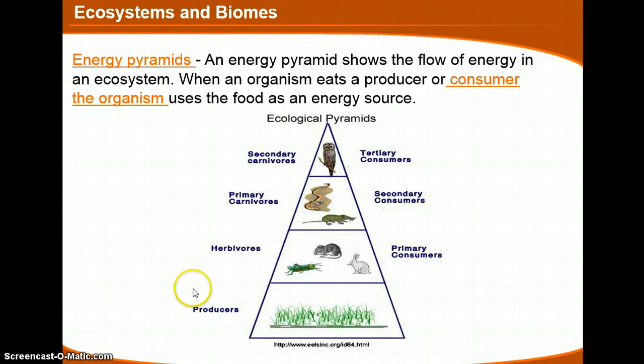Energy pyramids, where we picked up yesterday. Producers are at the bottom of the energy pyramid. The most energy is down here where the producers are located. Why is most of the energy there? Because there's a lot of producers, so that means a lot of energy.